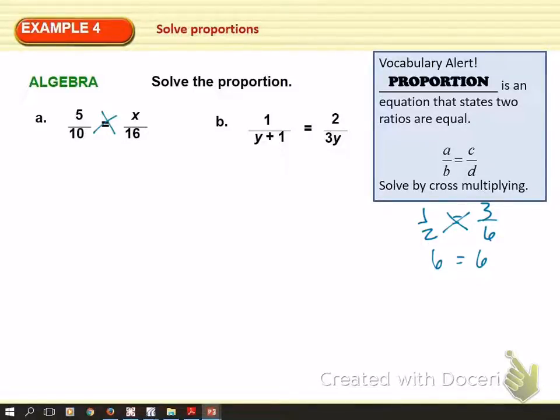So in these two proportions, we're going to do the same thing. We're going to cross multiply and solve. 10 times x is 10x. 5 times 16 is 80. Divide both sides by 10, and x is 8. Piece of cake. No problem. Okay? Well, same thing over here.